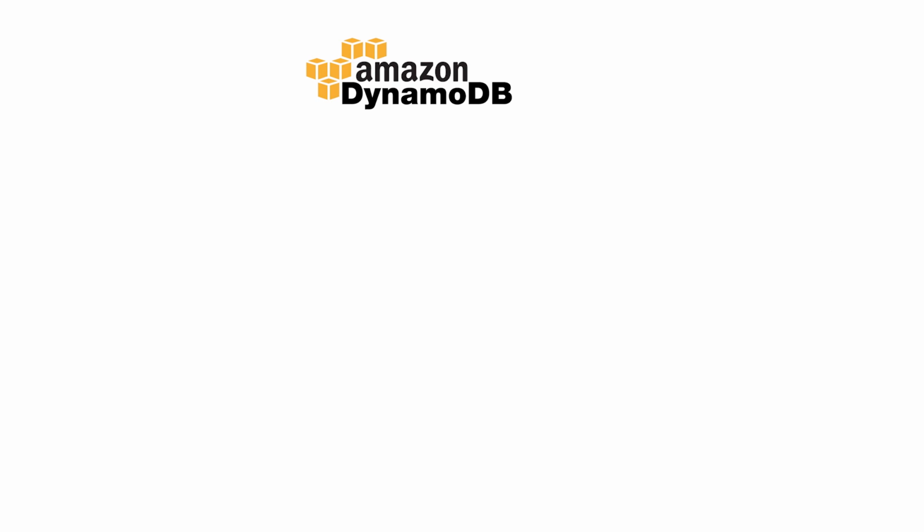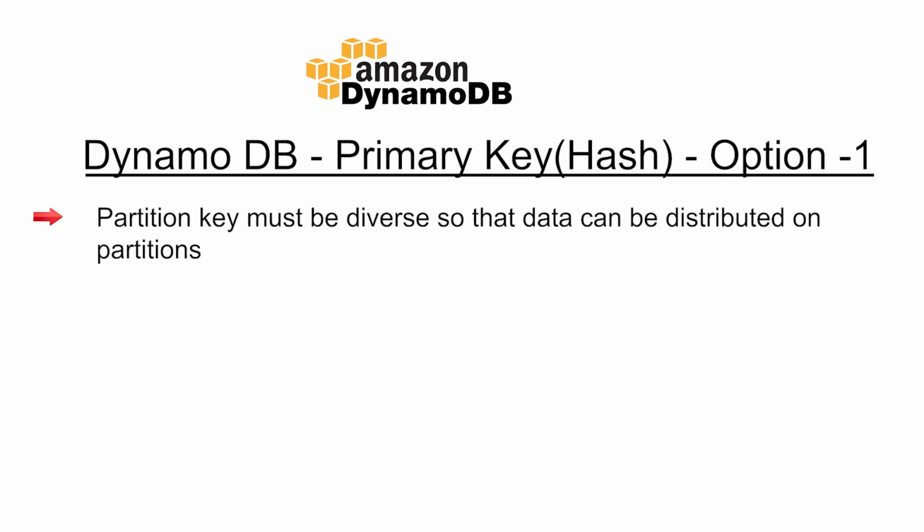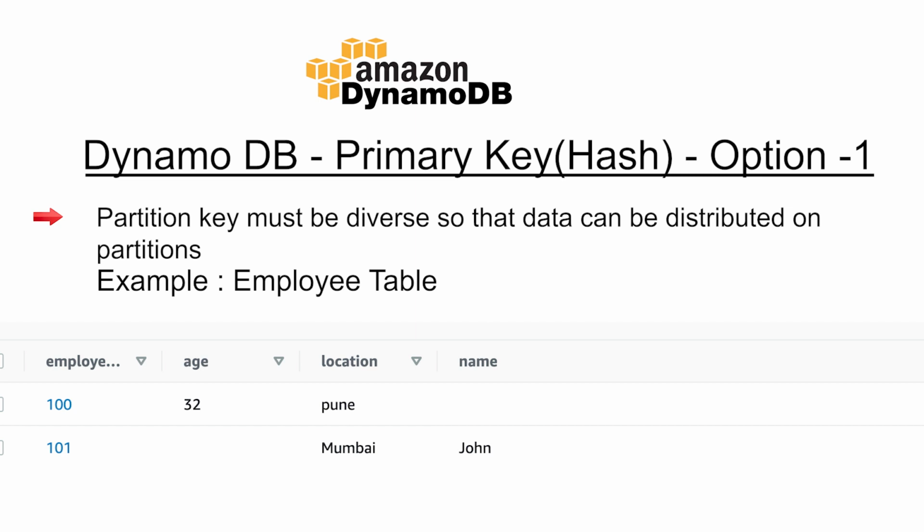Let's have a look at the primary key for DynamoDB. The primary key or the partition key must be unique and diverse so that data can be distributed on partitions. For example, in the employee table here, you can see two employees having the unique employee ID as 100 and 101. Using this unique identifier, we can easily search data in DynamoDB.